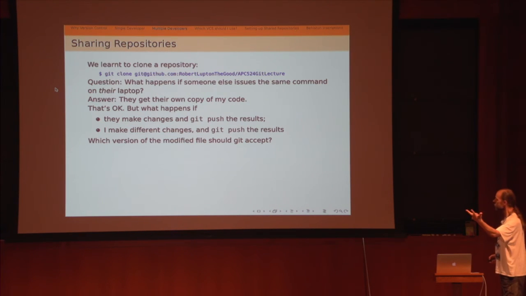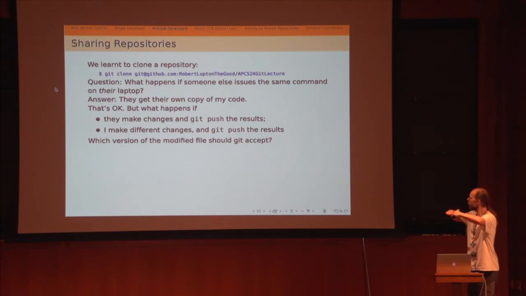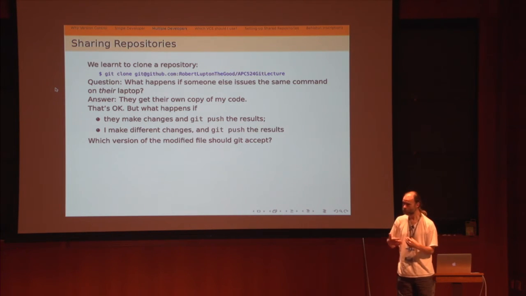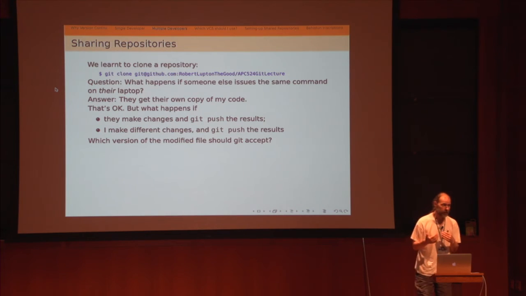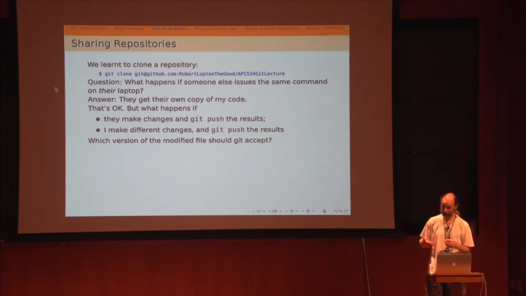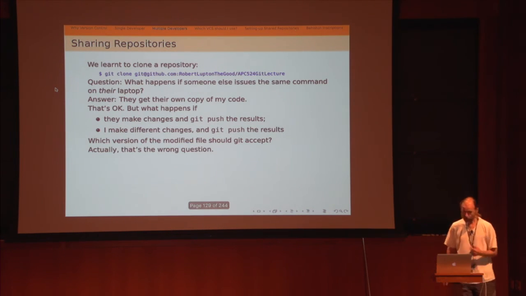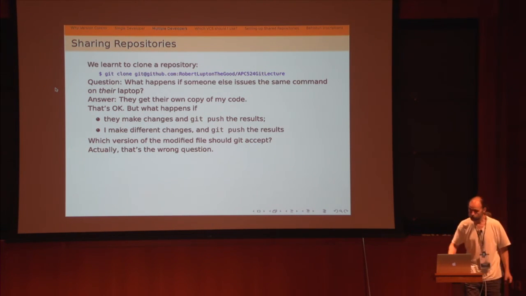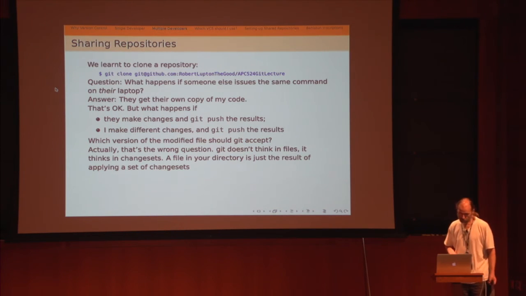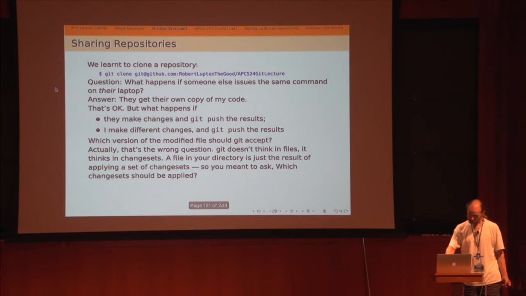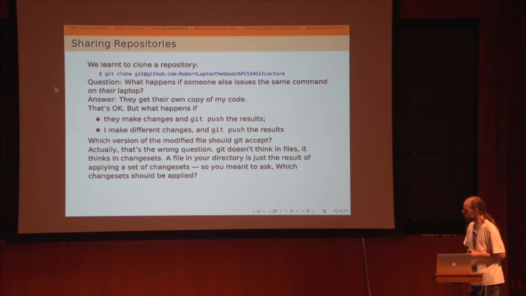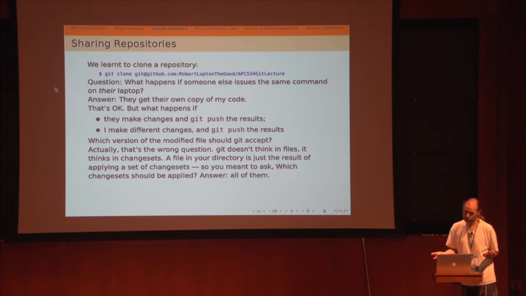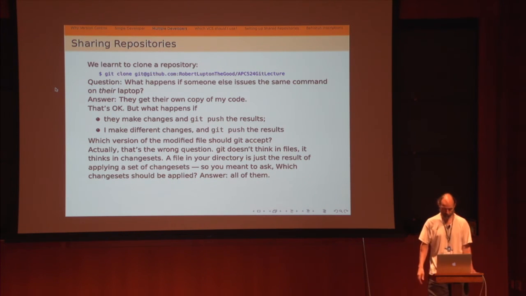And then I make different changes, and I push the results. So we've now got two different versions, and which version should Git accept? Does it have a sort of hierarchy that I'm more important than you, so it accepts my version? Does it have an understanding that you're smarter than me, so it accepts your version? Well, no, you asked the wrong question, actually. Because we don't push files, we push change sets. So they could accept both of them. So what you meant to ask is which change set to be applied? And the answer is all of them, because it doesn't know that you're smarter than I am.